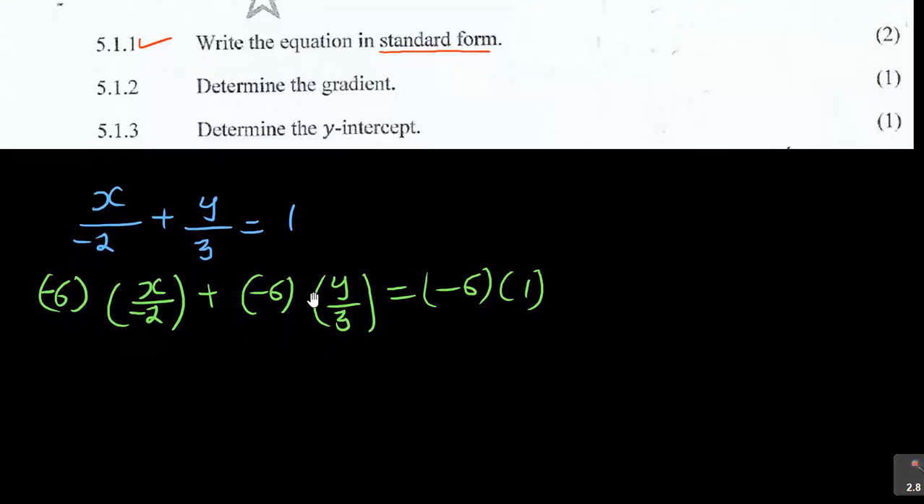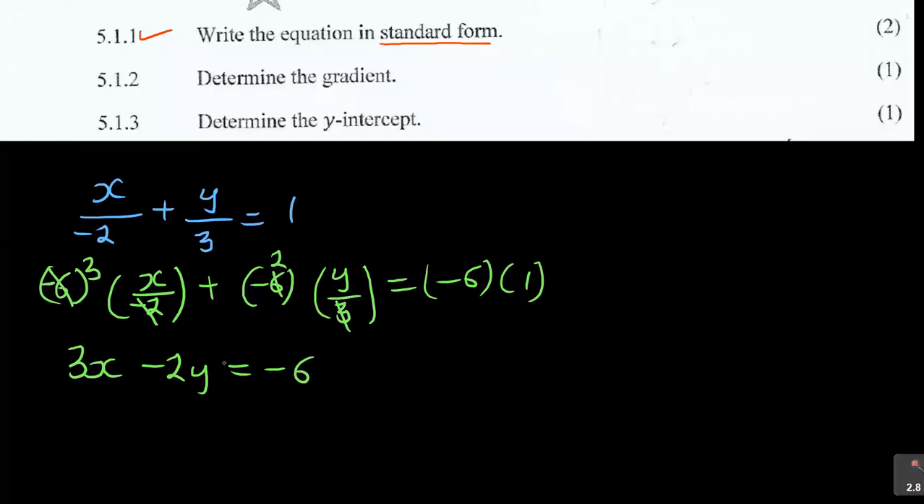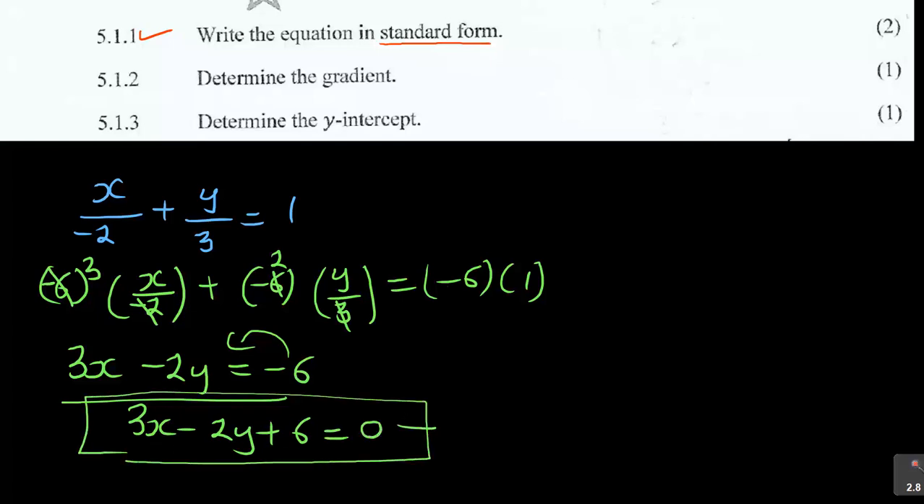I'm looking for a number, and that number was negative 6. Negative 2 into negative 6 is 3, so you've got 3x. 3 into negative 6 is negative 2y, is equal to negative 6 times 1, which is negative 6. Sometimes if they ask for standard form, you can leave it like this or take the 6 back, so that you have 3x minus 2y plus 6 is equal to 0. So this constitutes the standard form.